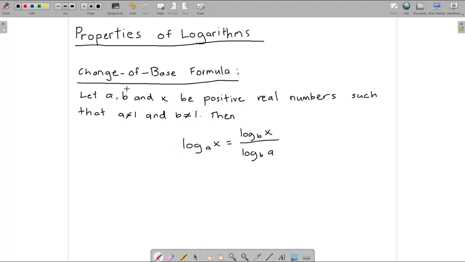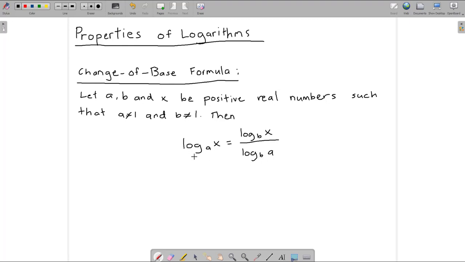Okay, we'll start with the change of base formula. You use this when you want to change the base of your logarithm to something easier to work with, maybe. So let a, b, and x be positive real numbers such that a is not equal to 1 and b is also not equal to 1. Then log base a of x equals log base b of x divided by log base b of a.